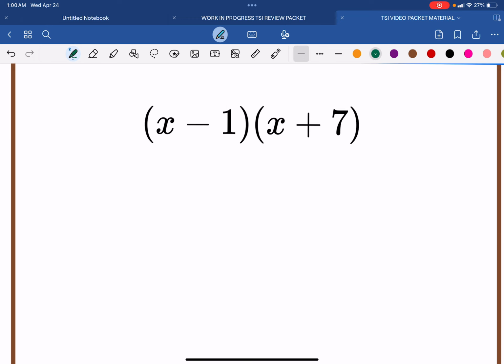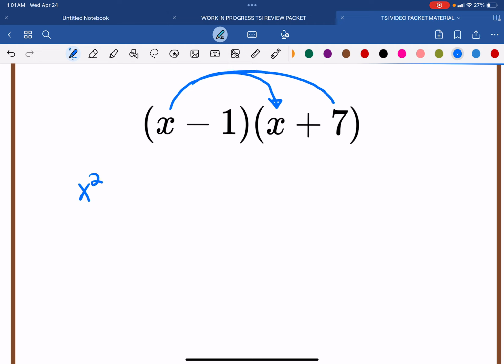Now let's look at this. A binomial times a binomial. We've done this plenty of times before. Maybe it's been a while. So I'm putting this right here so you can make sure you see it. x times x, x squared. x times 7, plus 7x. Negative 1 times x, negative x. Negative 1 times 7, negative 7. And if you did that, voila, you have finished expanding this binomial.